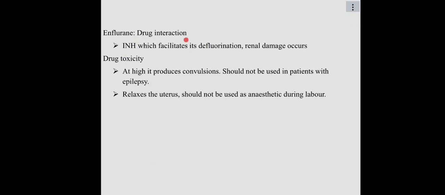And fluorine drug interactions, it interacts with isoniazid, which facilitates its defluorination, and renal damage occurs. So we are saying you cannot give it together with isoniazid. It facilitates this because it will bring about its defluorination, and once it does, remember we have talked about the fluoride ions causing nephrotoxicity, and that will increase drug toxicity.